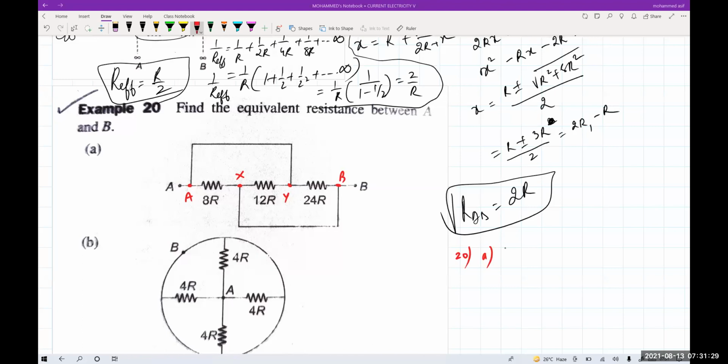Find the equivalent resistance between A and B. Now identify the points which are connected by the wire at the same position. See, this total wire is connected by one single connection from A. This is one complete wire, so I'm naming it A and Y. And this wire is connected by one single wire, X and B.